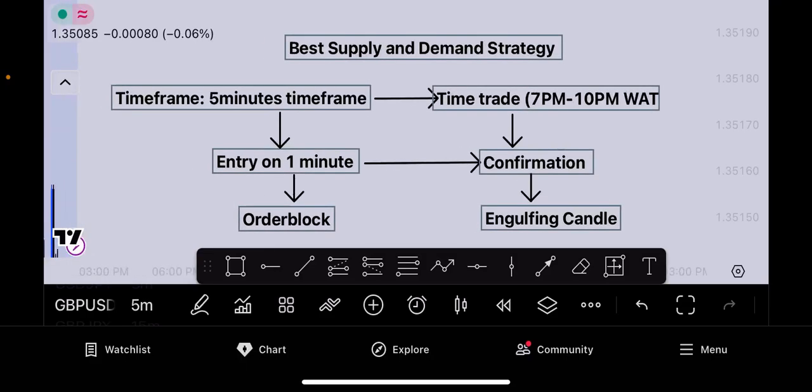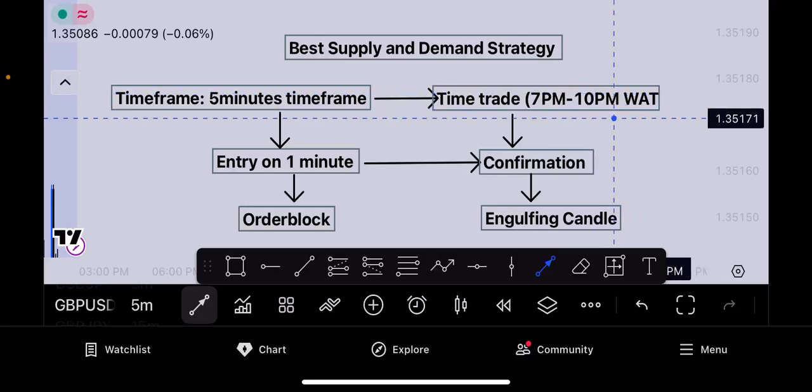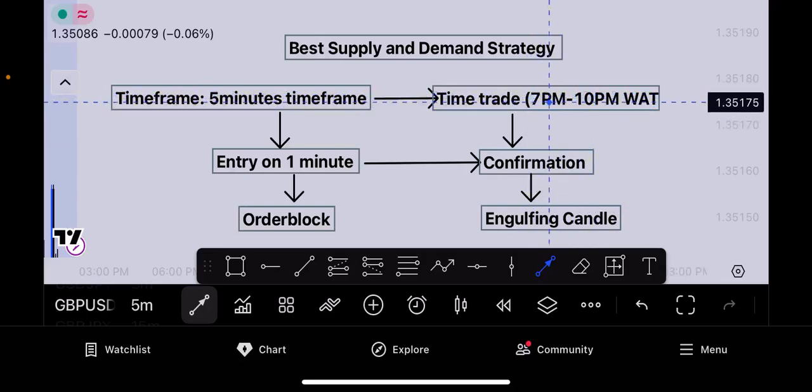Now, looking at this chart right here, we are trading on the 5-minute time frame, and we are going to be trading supply and demand. Our time for trade is going to be 7 p.m. to 10 p.m. West African time, which is shown right here. So you just have to check that you are within this time.